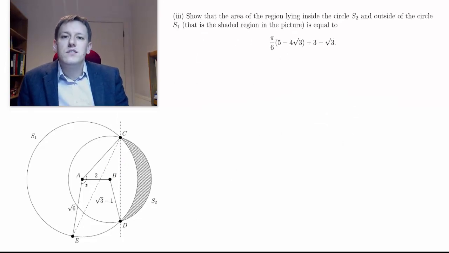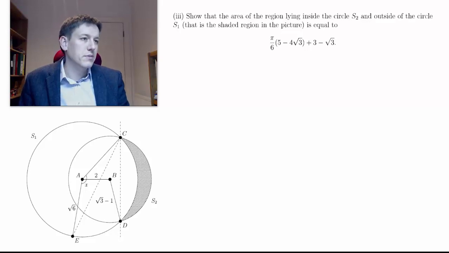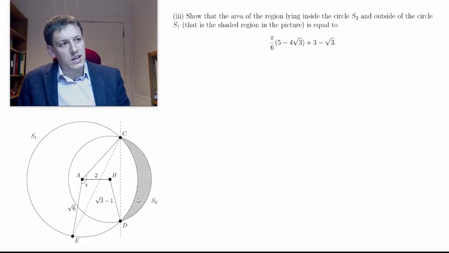So part 3, it says, show that the area of the region lying inside the circle S2 and outside of the circle S1, so the shaded region in the picture, is equal to pi over 6 times 5 minus 4 root 3 plus 3 minus root 3. Okay, so obviously I've got to find some strategy as to how I get to this shaded part.